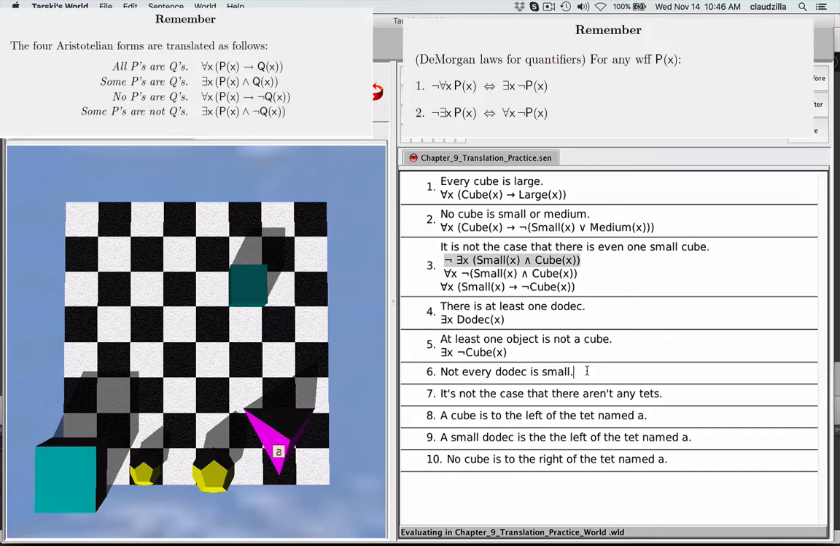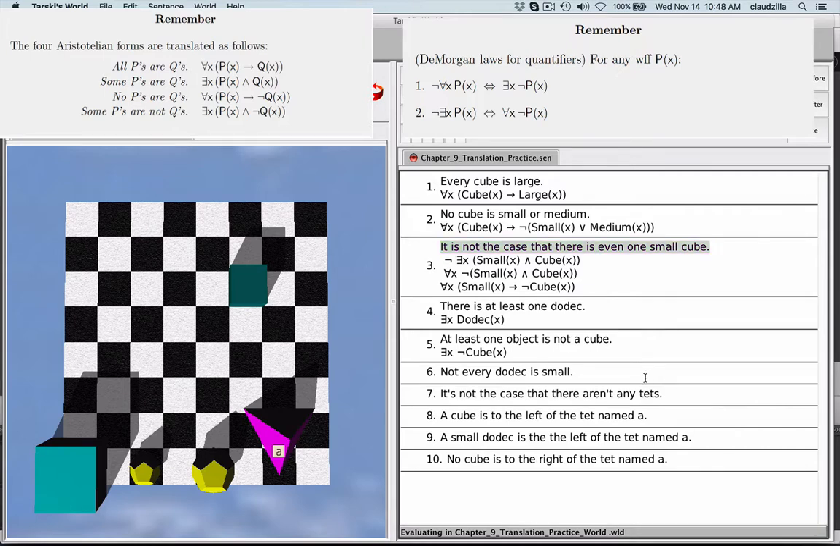Not every dodeck is small. Now let's return to what we were talking about in exercise 3, where there are times when we want to, depending on what our intellectual habits are, take the sentence that is a negation of a universal and translate it as an existential, right? So not every dodeck is small. We typically think of, if we have this habit, to say that there is at least one dodeck that is not small. In other words, some dodecks are not small.